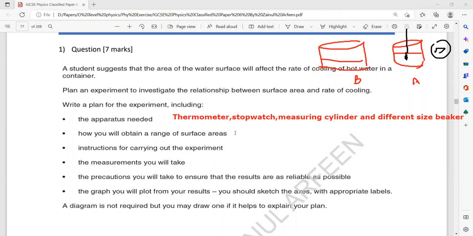How will you obtain a range of surface areas? How do we change the surface areas? How will we have a different range of surface areas? By bringing different beakers, containers of different size and width, or different volumes, we can also say, by using containers of different widths, different sizes.